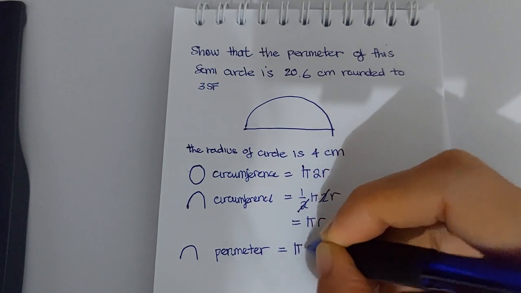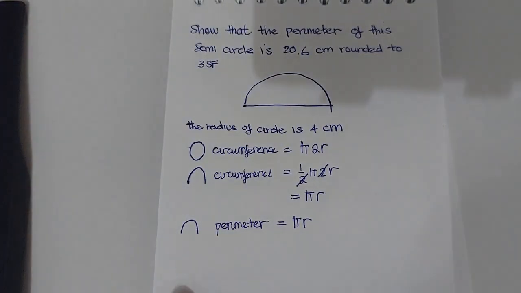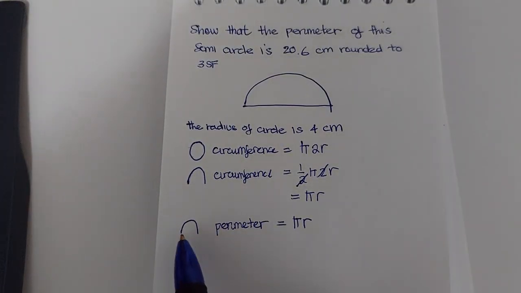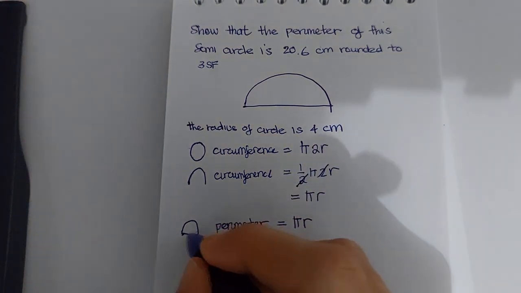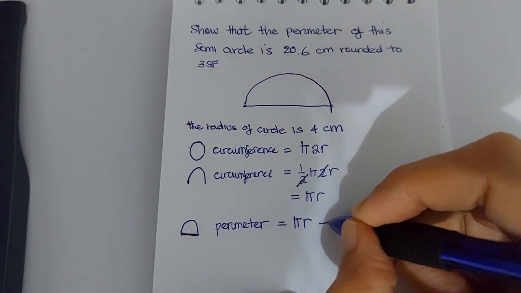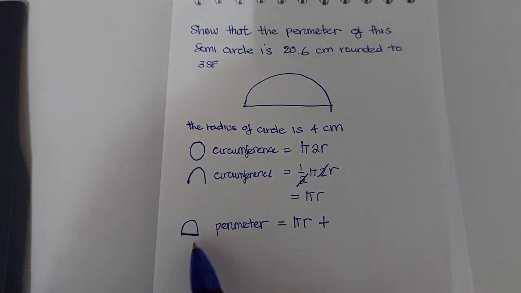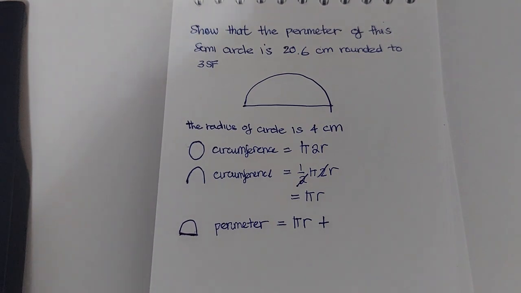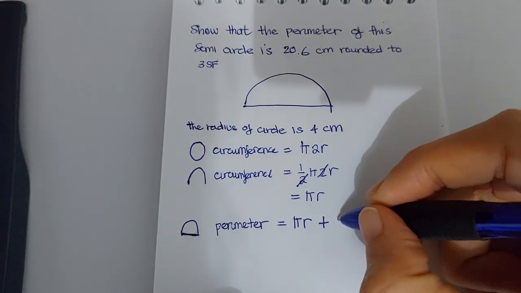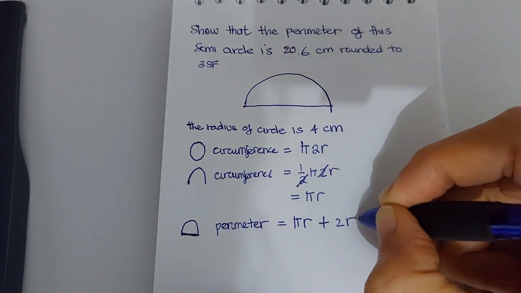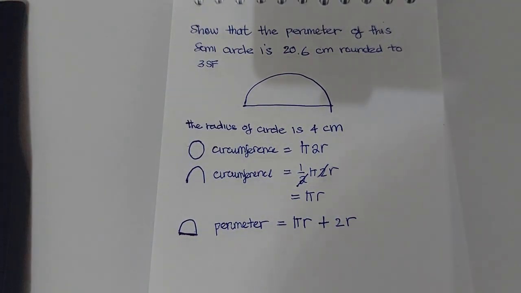Pi times r, correct? And how to get this line? You will add it by what? What is the length of this one? The radius is only half, right? It's 4. So the full one here will be what? The radius times 2. So this one will be 2r. Get it? Now, you already have the formula.